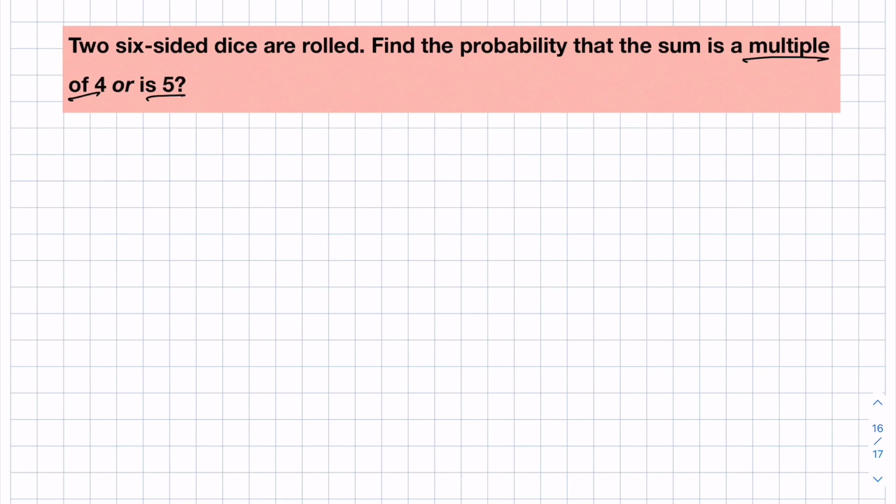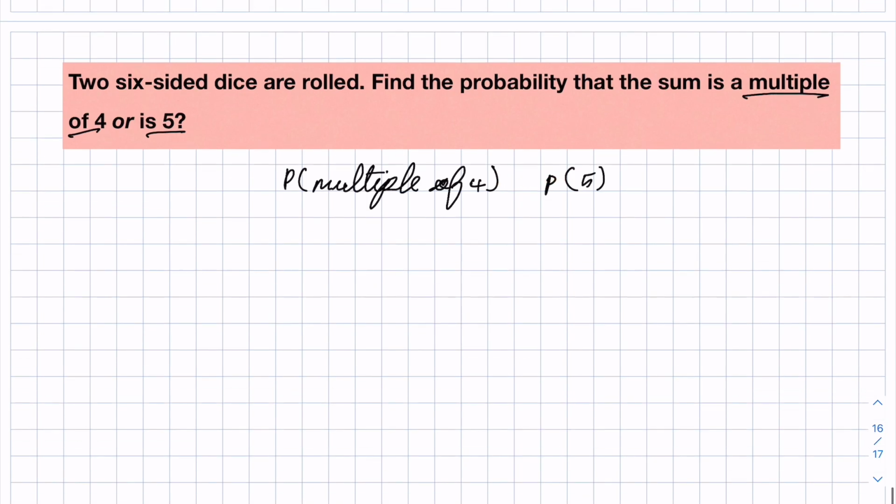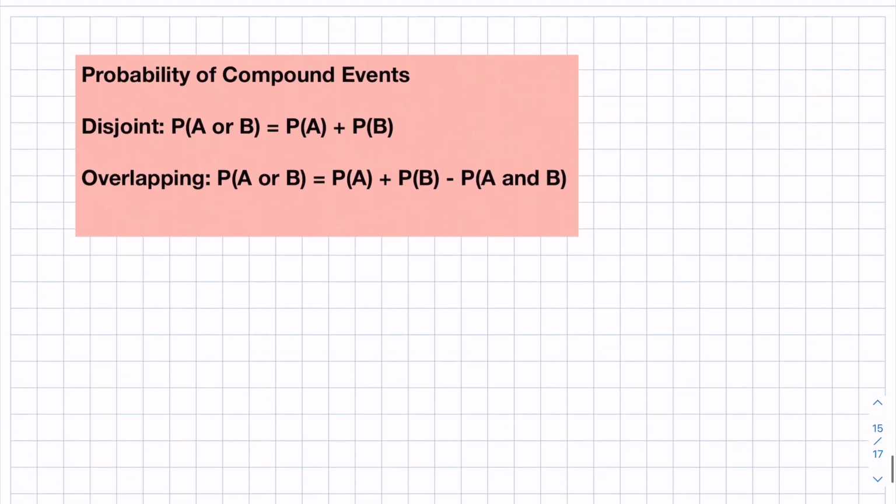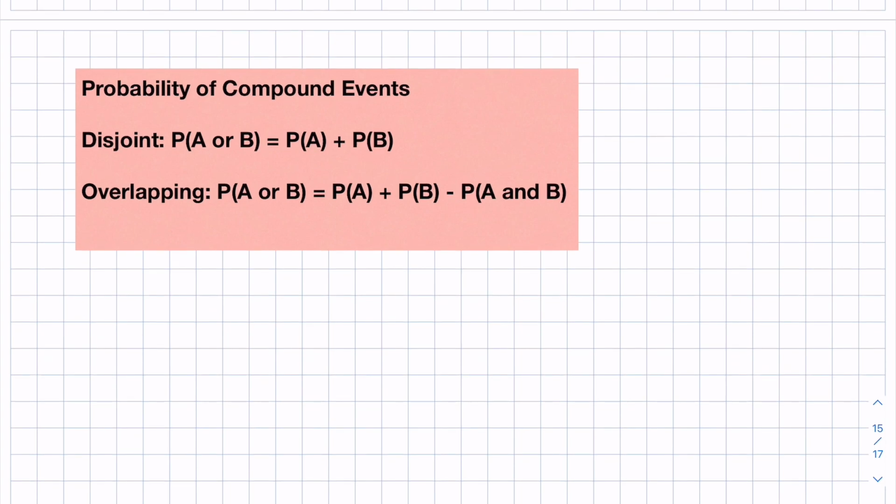We have two different probabilities. The probability that the sum is a multiple of 4, or the probability that it is 5. I have two different probabilities, and I'm asked to find when either of these options will happen. So this obviously is a compound probability, but I don't know which kind of compound probability. Is it disjoint or overlapping?